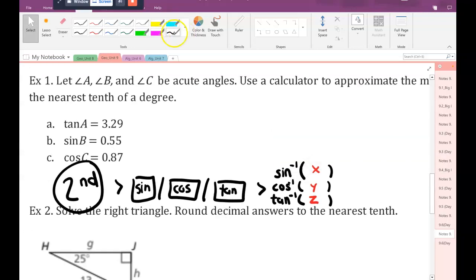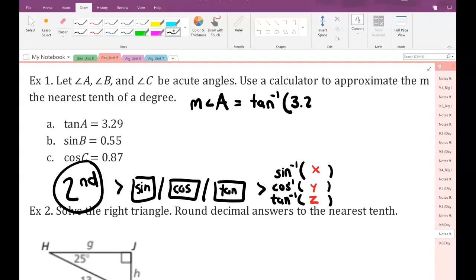So if we do these three examples quickly, if I'm trying to find the measurement of angle A, I know the ratio of the two side lengths. I would say the measurement of angle A is equal to the inverse tangent of 3.29. So second, tangent, 3.29. Then we're rounding it to the nearest tenth. So this will be 73.1 degrees. I always try to be sure to say this degree because that reminds me that using inverse trig ratios gives me an angle measurement, not a side length.